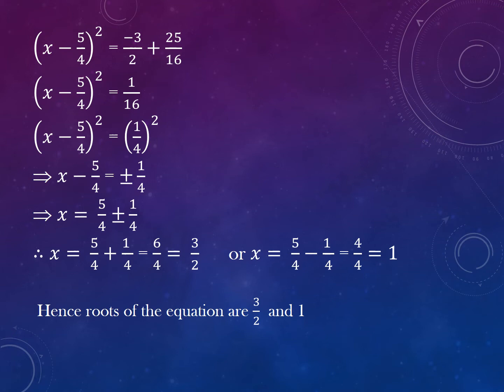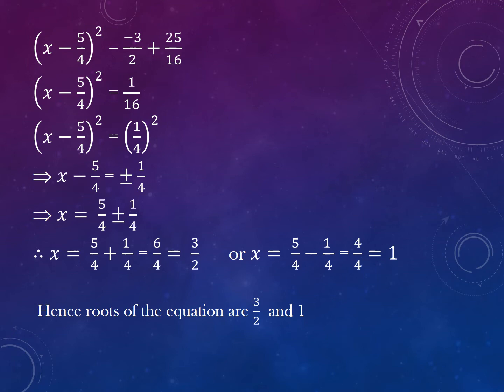Transposing 5 by 4 to the right side, it becomes x equal to 5 by 4 plus or minus 1 by 4. For a quadratic equation, we have two solutions. So in the first one we add and in the second one we subtract.